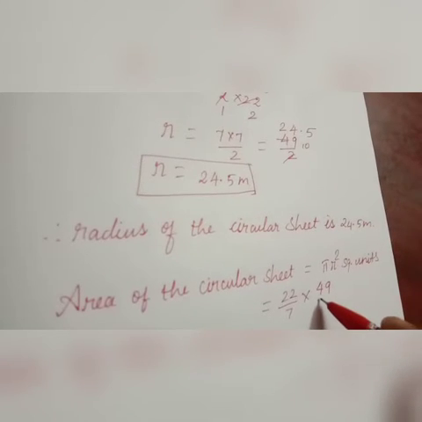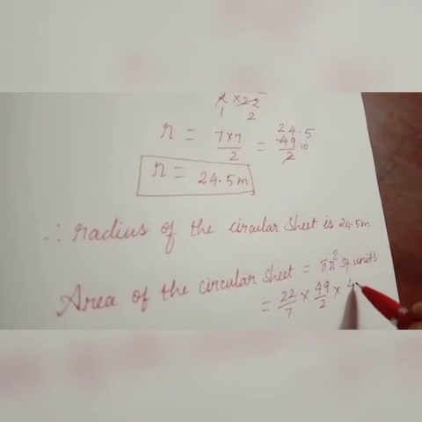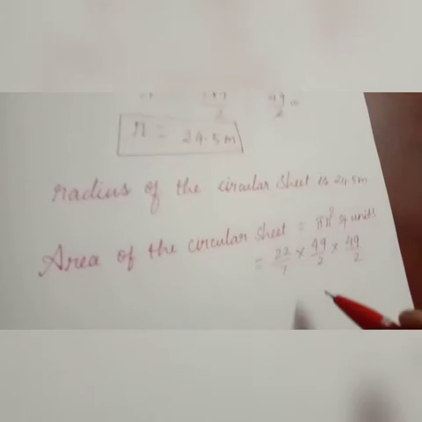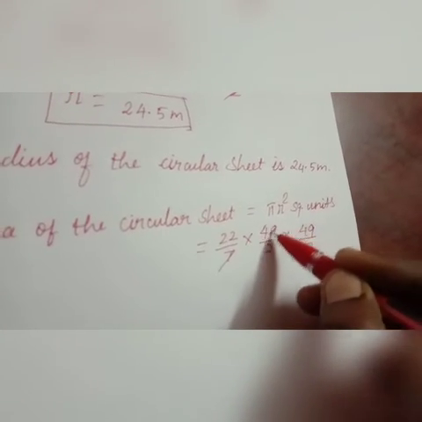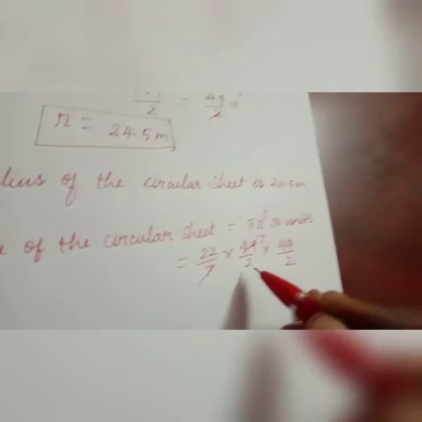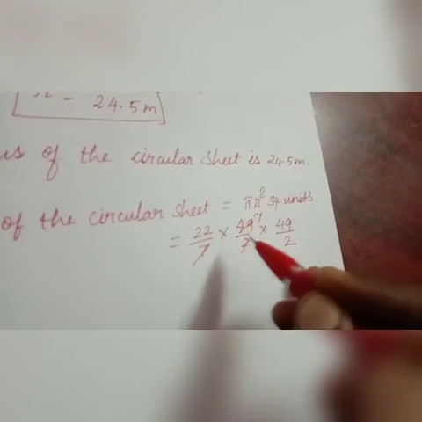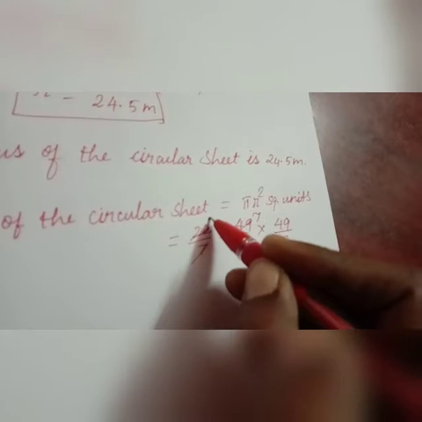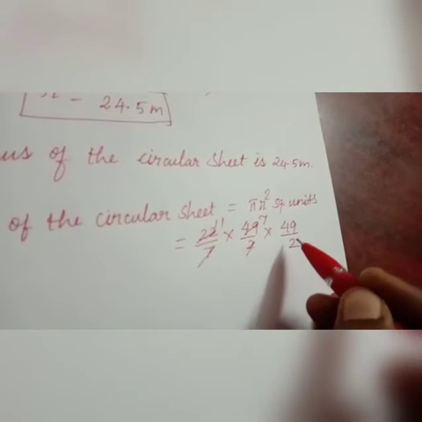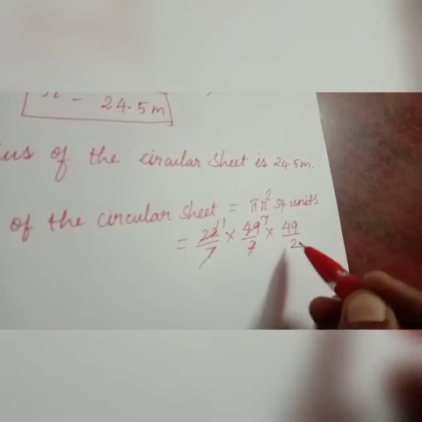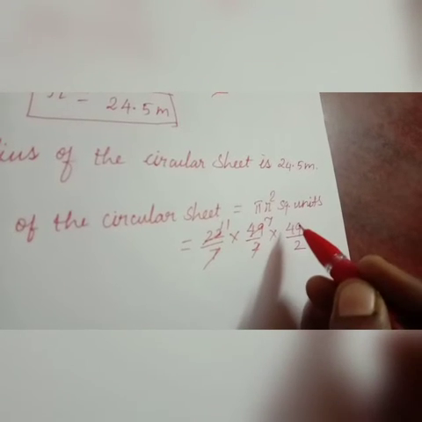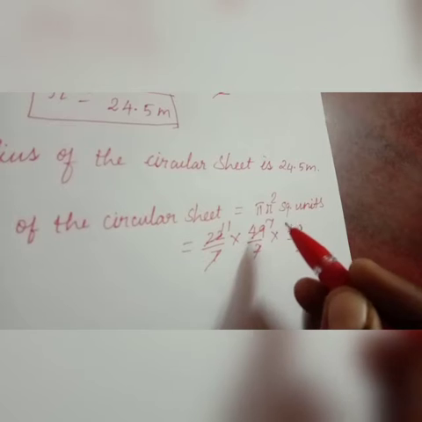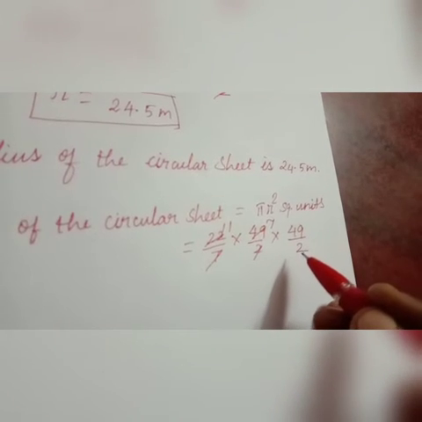So r square is nothing but 49/2 into 49/2. Now we can simplify. 7 7s are 49. Then you can cancel this 2 and 22. 1 2 is 2, 11 2s are 22. After this, can we cancel anything? No, we cannot cancel anything. Just multiply numerator with numerator. Then we have to divide the numerator value by the denominator 2.